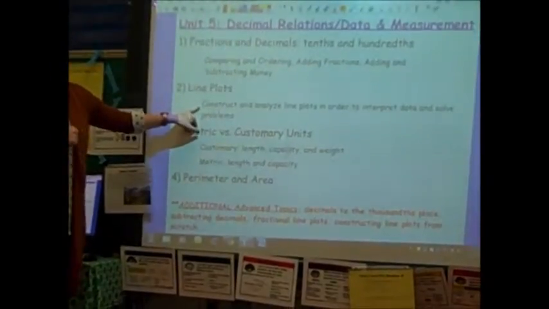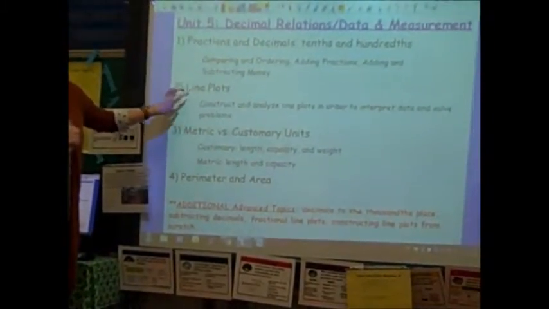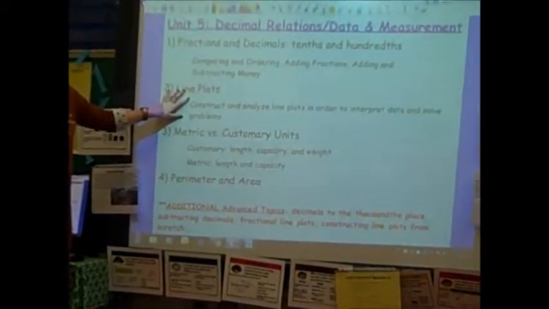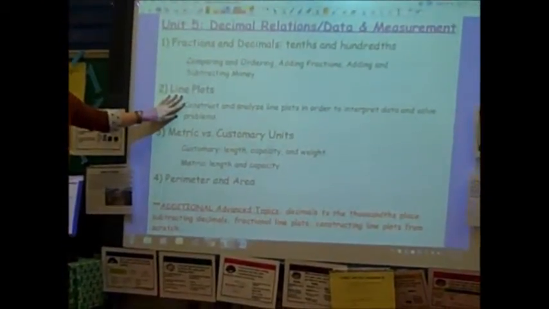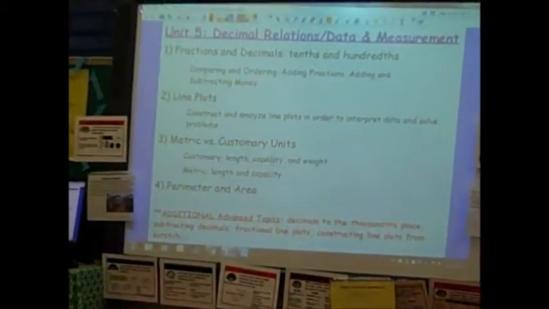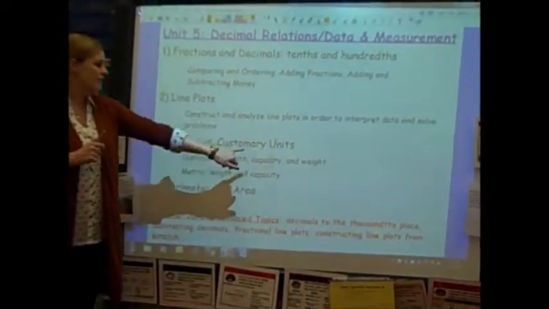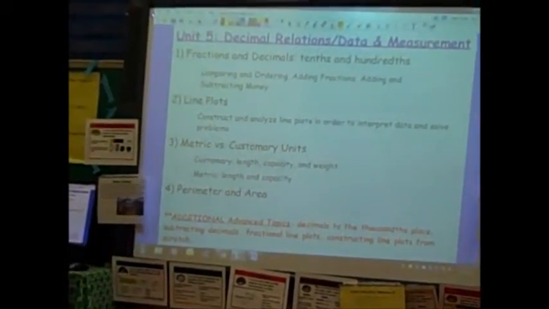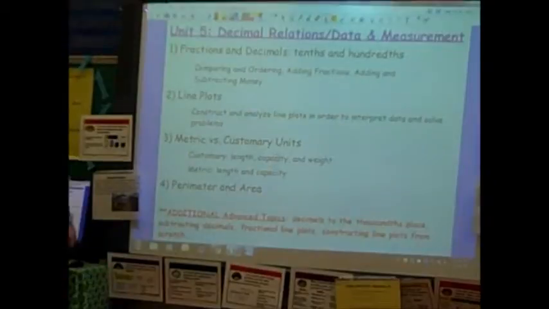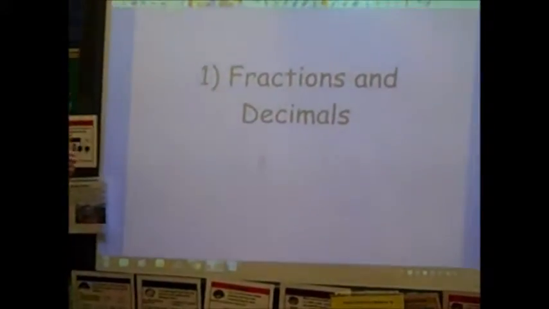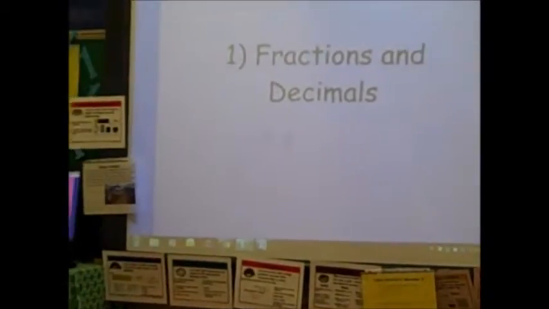Line plots are tricky. When I was in school, I never learned anything about line plots. This has been part of the curriculum for quite some time now, but I don't ever remember learning line plots when I was a kid. Metric and customary units. We're just going to talk about length, capacity, and weight for customary, and then no weight for metric, and then we talk about perimeter and area, which is a big one. Big one. I have additional advanced topics listed down here, and we will get into fractions and decimals.